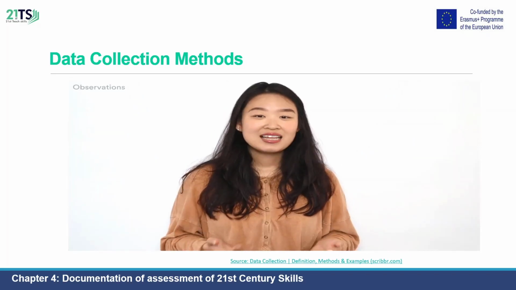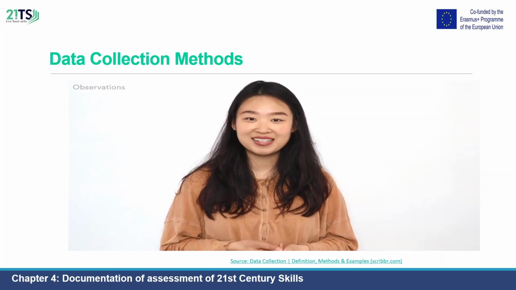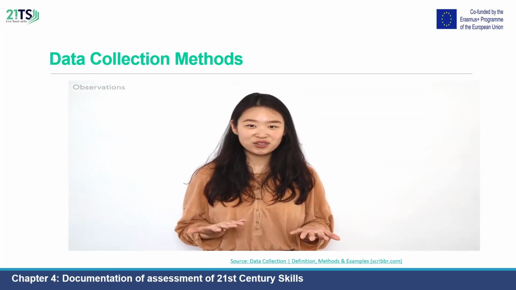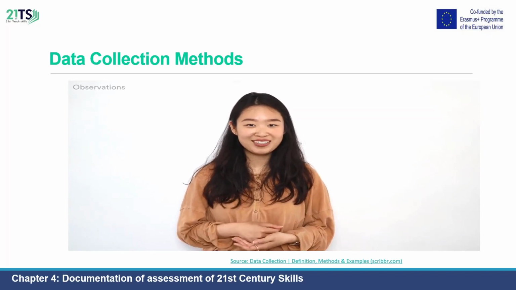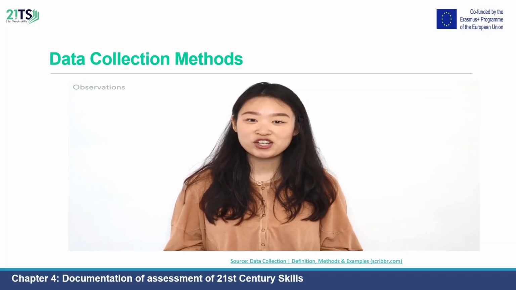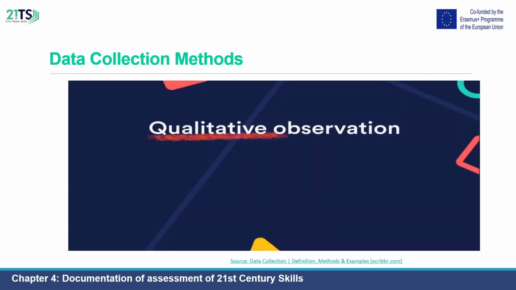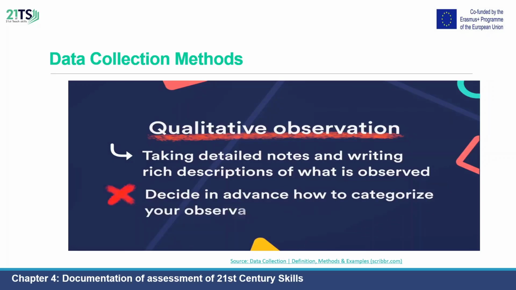For example, let's say you're collecting data on how often teachers have tech problems. Does an internet connection issue count, or will you only include problems that are within the teacher's control? You need to clearly define the categories and criteria of your observation in advance. Qualitative observation involves taking detailed notes and writing rich descriptions of what is observed. This means you don't have to decide in advance how to categorize your observations.